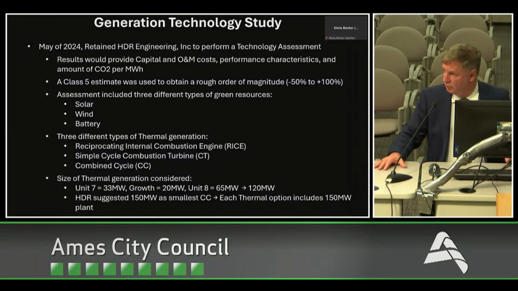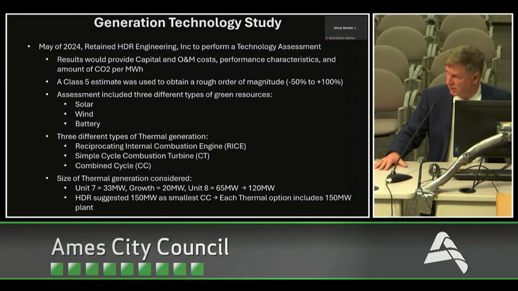In looking at what we want to replace short term, Unit 7 is about 33 megawatts, and we believe we have some growth in there at 20. So we need somewhere in the neighborhood of about 60 megawatts in the shorter time frame, and then ultimately, when Unit 8 needs to be replaced, another 65. So we're looking long term over these next 15 years at maybe 120 megawatts of generating capacity.